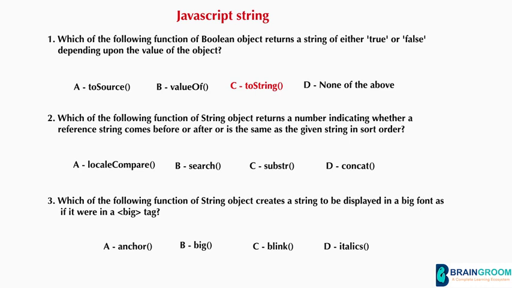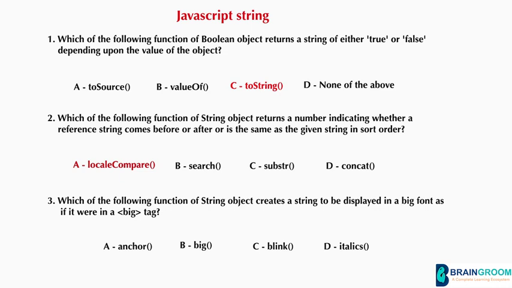Question 2. Which of the following functions of string objects returns a number indicating whether a reference string comes before or after, or is the same as the given string in a sort order? Option A, localeCompare. Option B, search. Option C, substr. And option D, concat. Answer, option A, localeCompare. Explanation: the localeCompare function returns a number indicating whether a reference string comes before or after or is the same as the given string in a sort order.